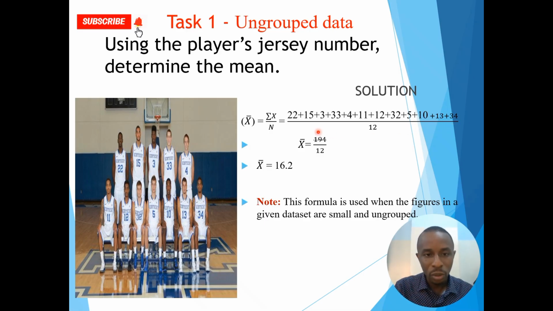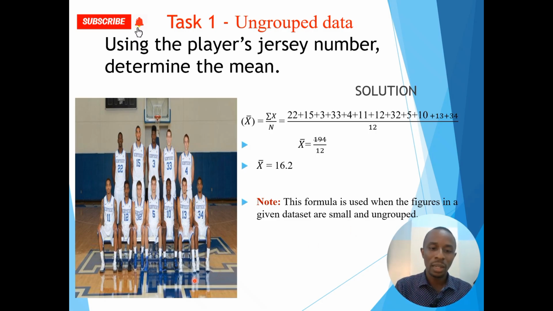And when we count one after the other, we discover the players are 12. We have 1, 2, 3, 4, 5, 6, 7, 8, 9, 10, 11, 12. The sum is 194. That's the total, divided by the number of players, that's 12. When you do that, it will give us 16.2. Take note, I said the other time that this formula is for ungrouped data.